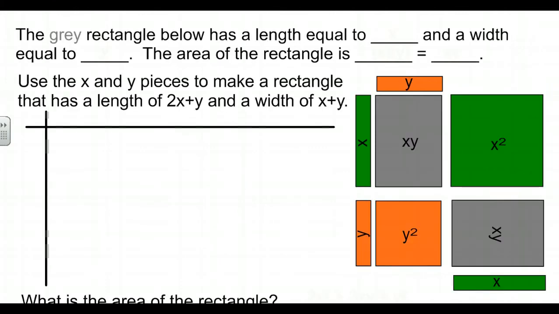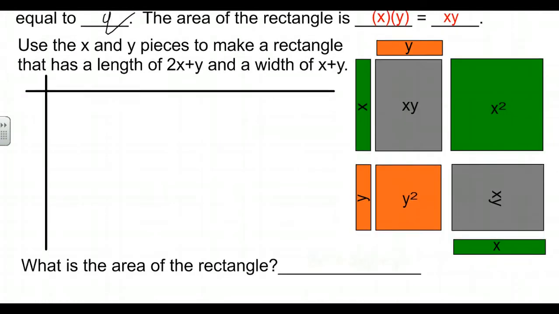Now, video only bonus. Only on the video, so in class we're going to skip by this, but the gray rectangle below has a length equal to x and a width equal to y. So the area of the rectangle is x times y, known as xy. So this area is xy.